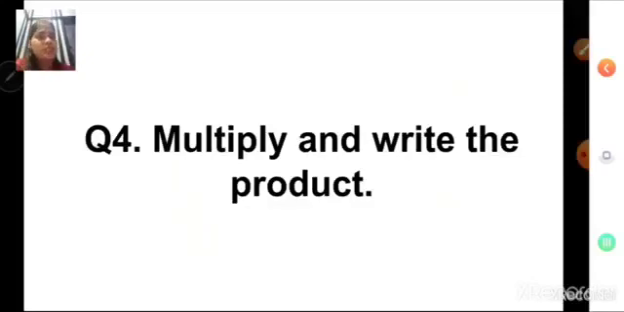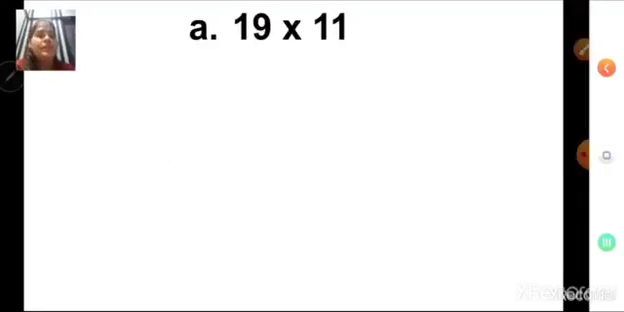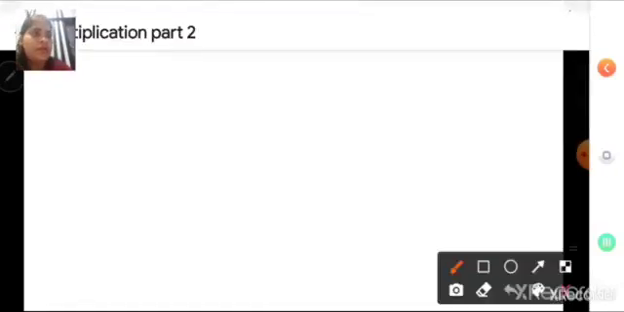The last one is question number 4. Multiply and write the product. Now here we are going to multiply with number 11. Okay. A1. 19 into 11. Children, I have taught you how this pattern works when it is multiplication by number 11. So first we are going to solve it. And this part you have to write it down in your notebook.